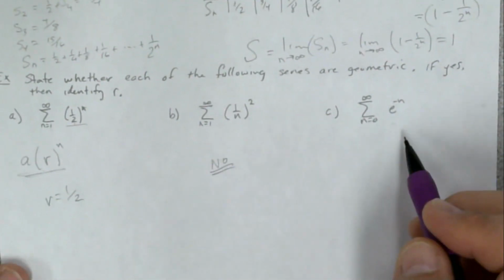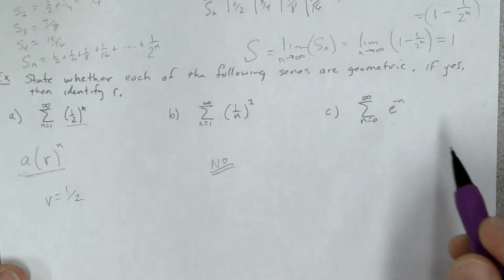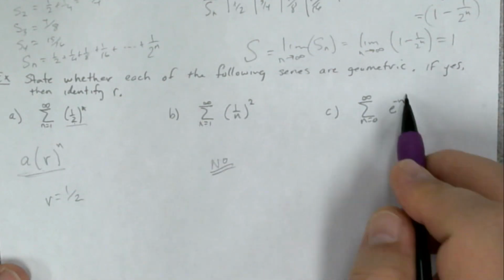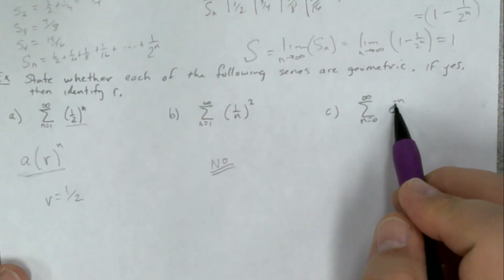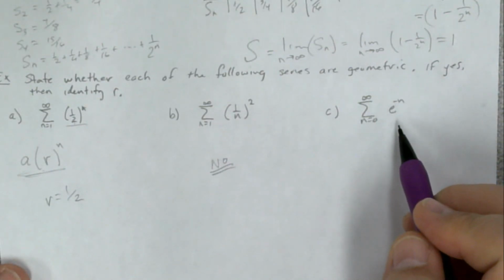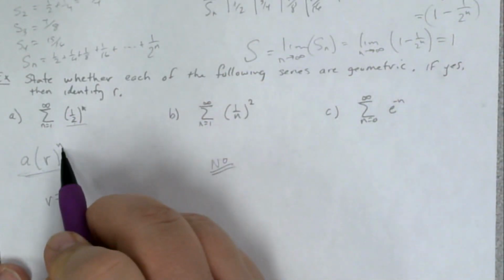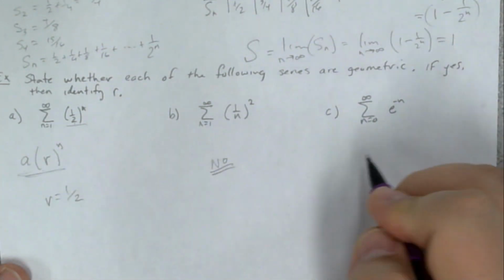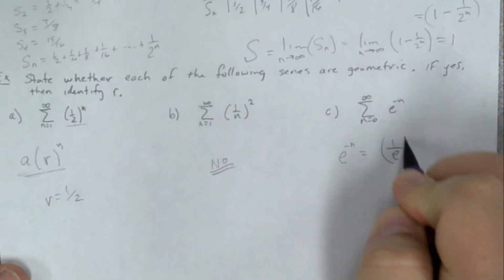But what about this one? Is this one geometric? Well, at first glance, the answer is no, it doesn't look like it. But let's look at this in a little bit more detail. The negative exponent makes this look like a fraction. But that doesn't matter so much. Our exponent rule is that a negative exponent means that e to the negative n is the same thing as 1 over e to the n.